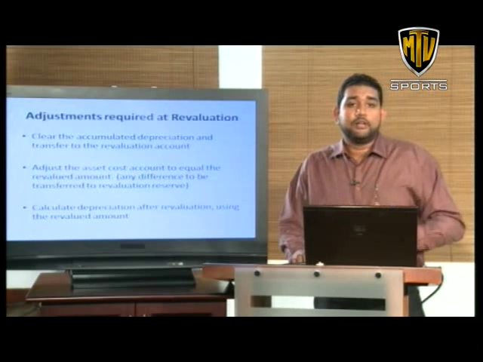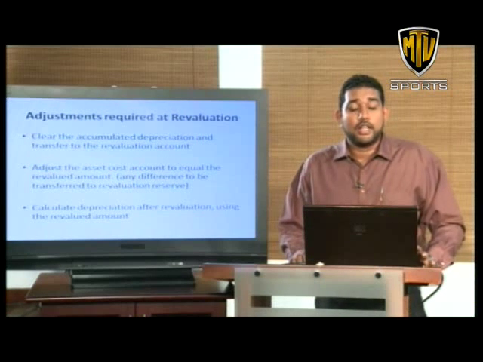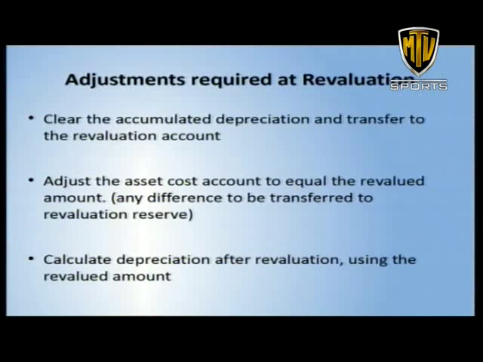at every accounting period we are supposed to calculate depreciation. And how will this depreciation be calculated? Calculate depreciation after revaluation using the revalued amount. Using the revalued, new amount will be used to calculate the depreciation element. Let's take a look at an example.